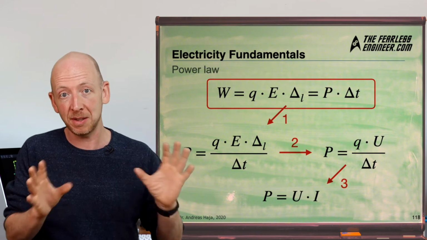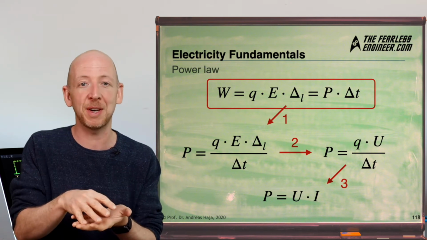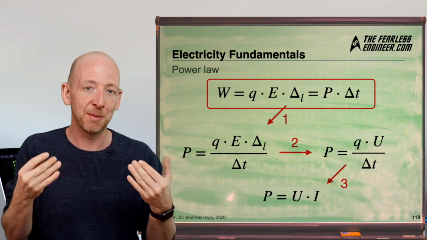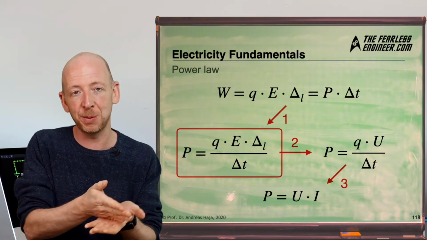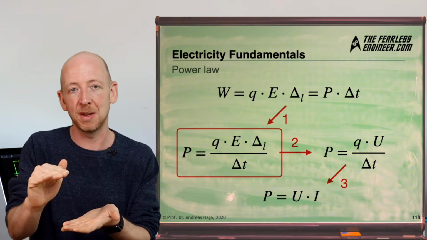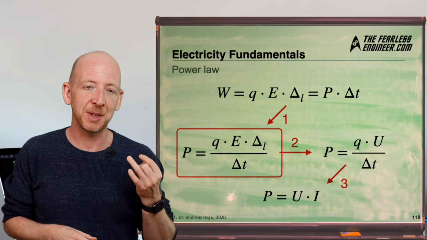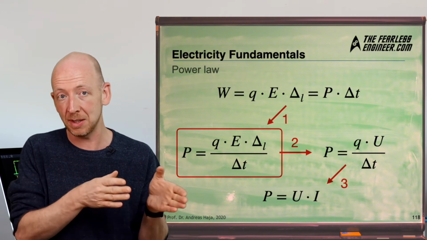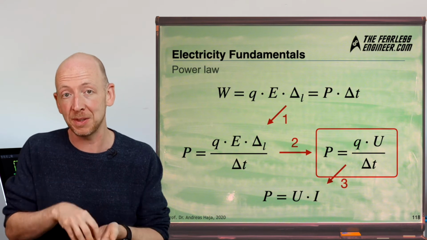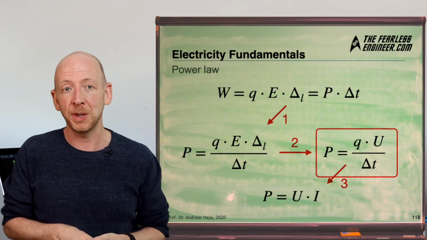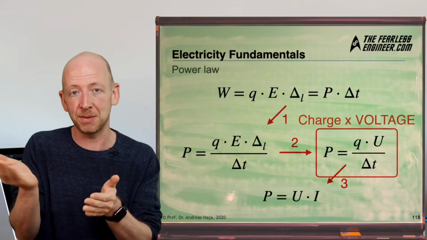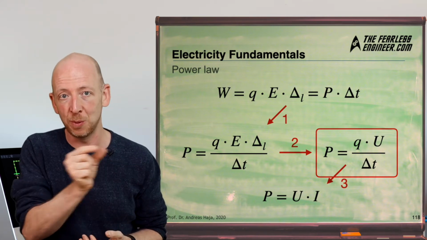But more about that later, because now we have to first divide both sides of the equation by delta T and thus have a first expression for the electric power, which is P equals Q times E times delta L divided by delta T. And we have already seen in the video on current and voltage that the product E times delta L is also referred to as voltage U. And when we use this here and insert it into our expression, we get the following one, which states that power equals charge times voltage divided by the time it takes to move the charge along.